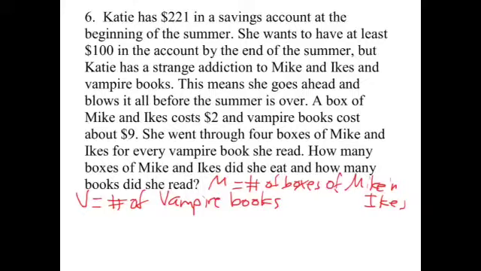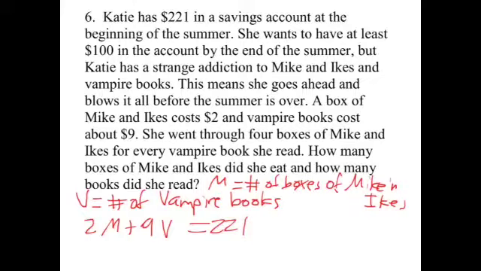Now we need to set up some equations using them. I recommend looking for some sort of total, and she kind of blew all her money. And so she spent $221. So that's going to be my first total. I'm going to get 221. And you get that total from the cost of the boxes of Myconix and the vampire books. So if you take the number of boxes of Myconix and you times it by 2, that's the cost of the Myconix. And if you take the number of vampire books and you times that by 9, that's going to be the cost of the vampire books. So if you take the cost of the Myconix and the cost of the vampire books, and you add them up, you'll get $221 because you used all the money on those.